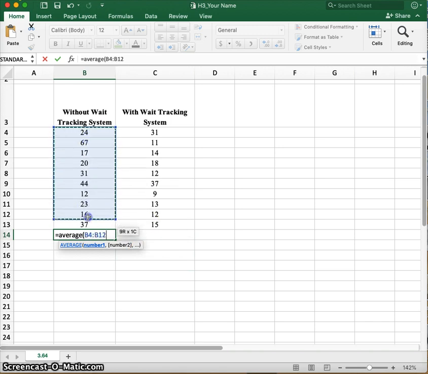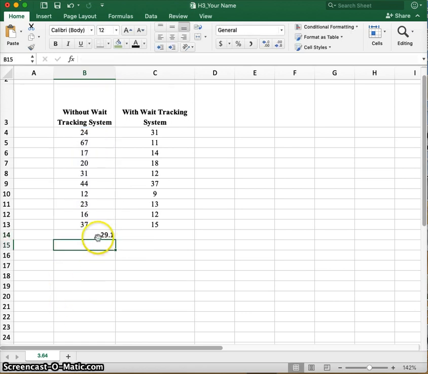Then all I need to do is drag over this list of data. Close parentheses. And it tells me that for the doctor's offices without tracking systems, the mean wait time is 29.1 minutes, or about half an hour. Now, since I did that once, I can just copy that formula over by using this little corner here. I put my cursor on that corner until it turns into a plus, and then just drag it over, and that copies the formula over, so I can see that my mean or average wait time for doctor's offices with a wait tracking system is only 17.2 minutes. So that is part A of the problem.